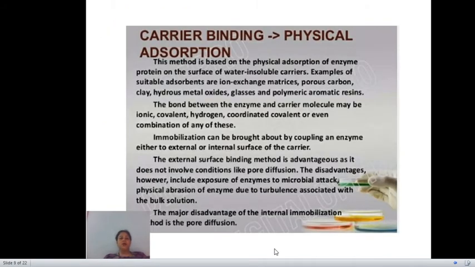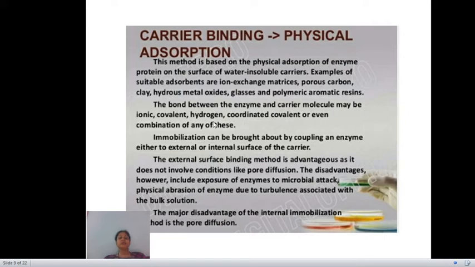Second type of chemical bonding of enzyme to carrier material is by physical adsorption. This method is based on physical adsorption of enzyme protein on the surface of water insoluble carriers. Examples are ion exchange matrices, porous carbon, clay, hydroxide, metal oxides, glasses and other things.